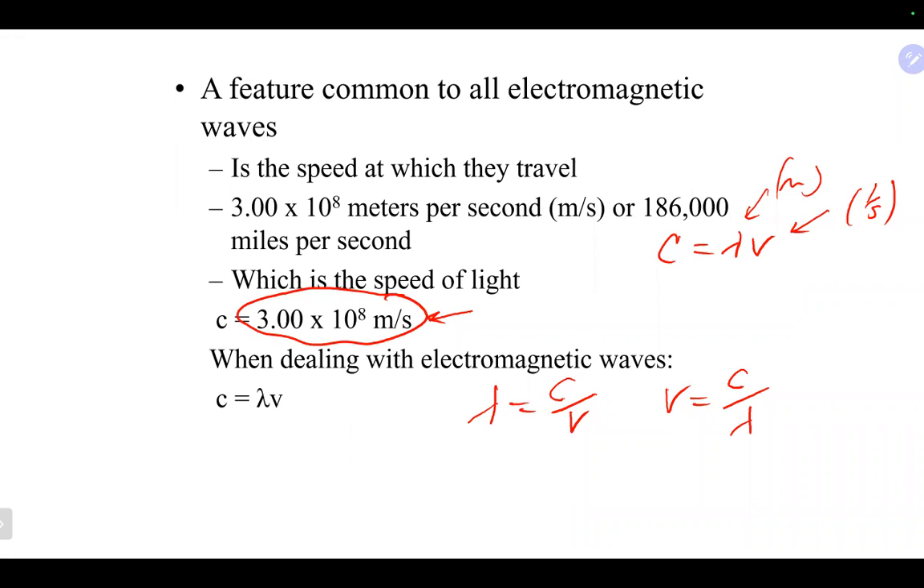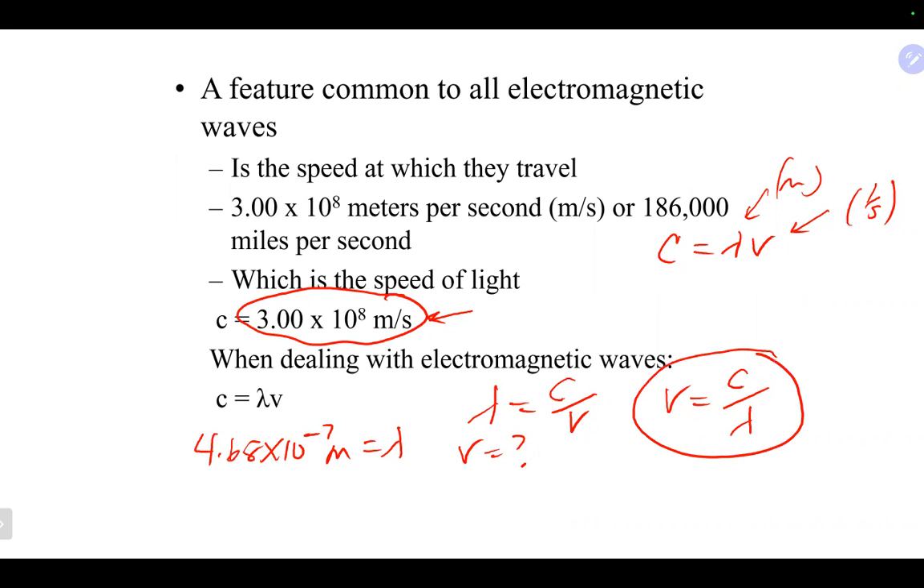So for example, if we had say 4.68 times 10 to the minus 7 meters as our wavelength, we want to know the frequency that would come from that. We can basically use this equation right here. The frequency would be 3 times 10 to the 8 meters per second divided by 4.68 times 10 to the minus 7 meters. In this case, the meters and the meters will actually cancel each other out.